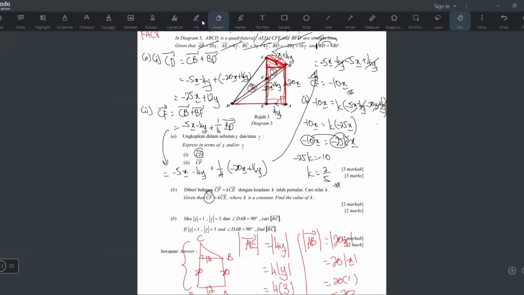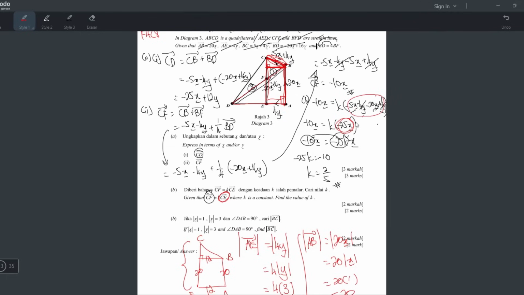Oh, C to E, just now I already did. Remember this CE? So the CE is this one. That means it is after this one. Because just now when I found the CE, I got negative 25x from here. So your CE, the whole line, is 25x.